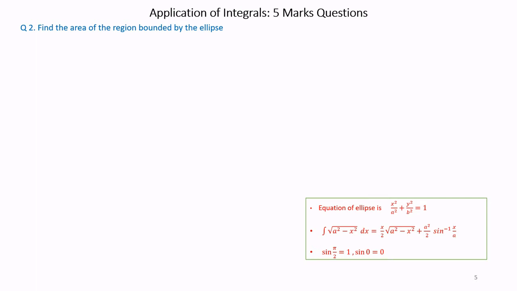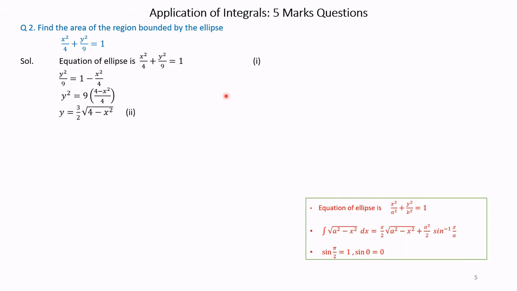Find the area of region bounded by the ellipse. This is same as the previous problem. Here the values of a and b are changed. The given equation is x square by 4 plus y square by 9 equals 1. Therefore, the equation of ellipse is written as it is. So we will find the value by rearranging y square, and y is equal to 3 by 4 into square root of 4 minus x square. Let it be equation 2.